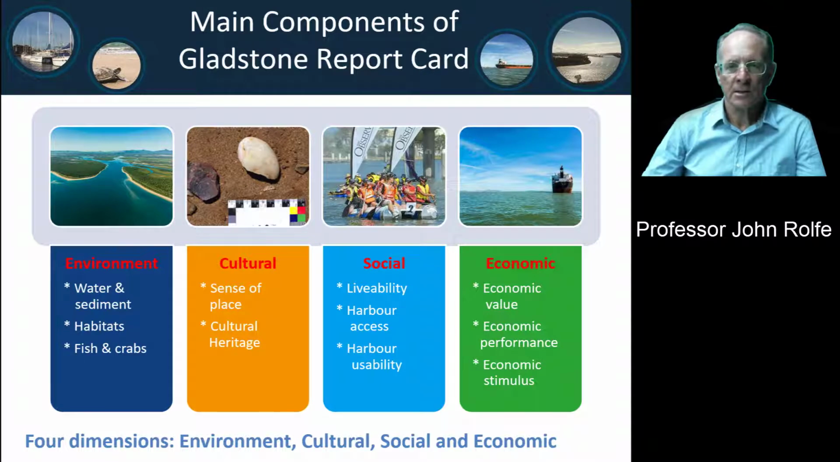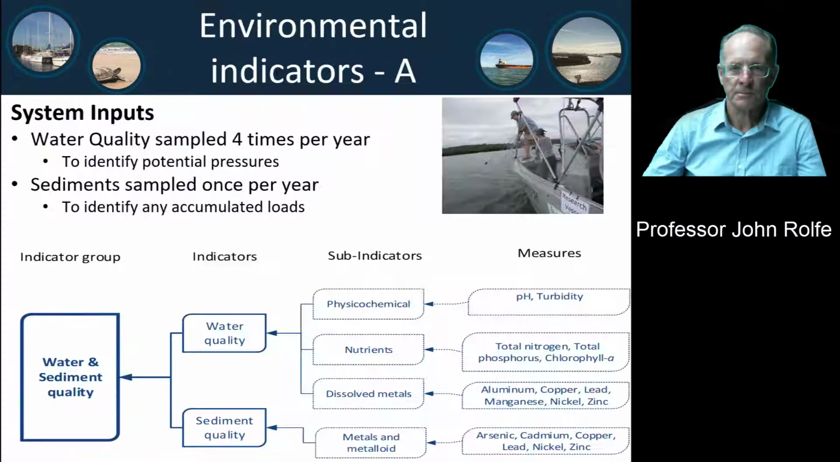In Gladstone, the report card is broken into 4 main groups. So there's one group for the environment, one group for cultural, a third one for social aspects, and a fourth one for economic aspects. And I'll talk through each one of these in turn.